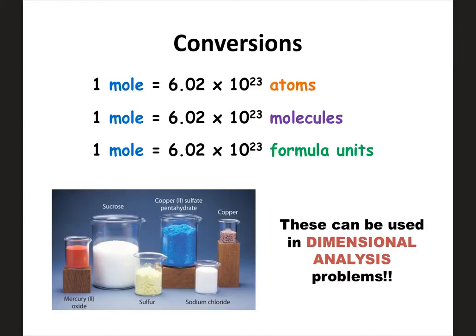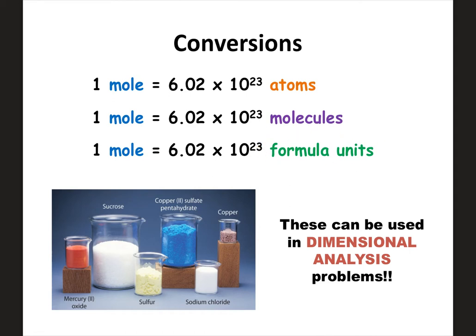So now there are some new conversions here that we can add to our list of conversions that we need to know. We know that there's 1 mole for every 6.02 times 10 to the 23rd, but it depends on what substance you're dealing with here. So you might have 1 mole equals 6.02 times 10 to the 23rd atoms if you're looking at an element. All right, you might have 1 mole equals 6.02 times 10 to the 23rd molecules if you're looking at a covalent compound. Or you might have 1 mole equals 6.02 times 10 to the 23rd formula units, okay, if you're looking at an ionic compound.